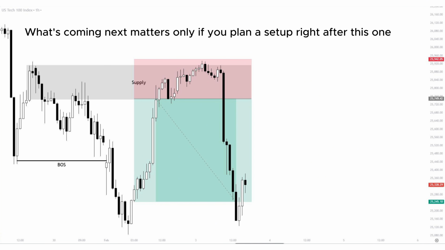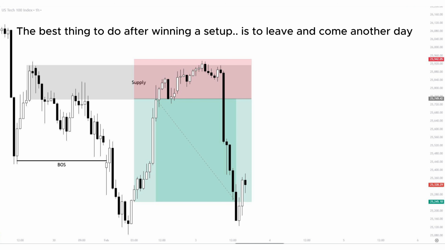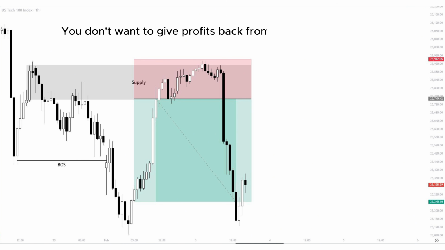What's coming next matters only if you plan to look for another setup shortly after this one, which is a thing I usually don't suggest. The best thing to do after a winning setup is to leave the charts and come back another day because you don't want to give your profits back from greed and impatience.